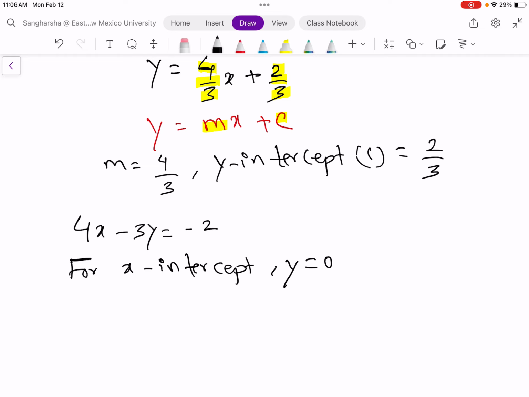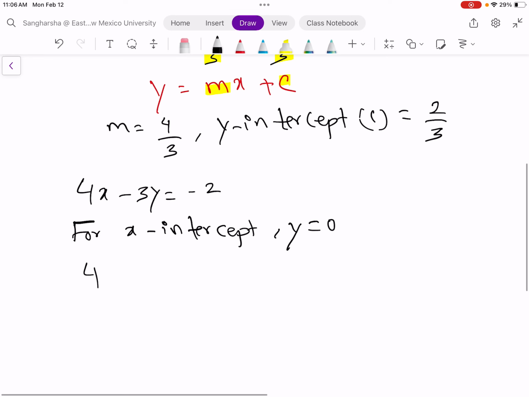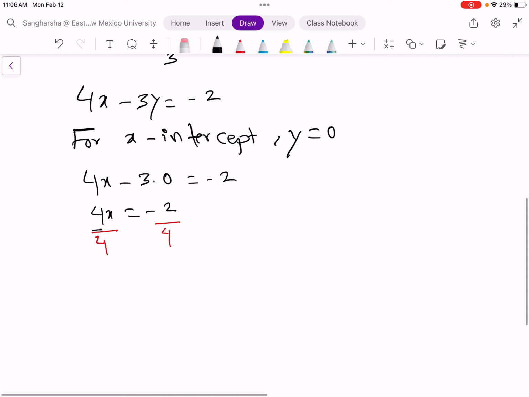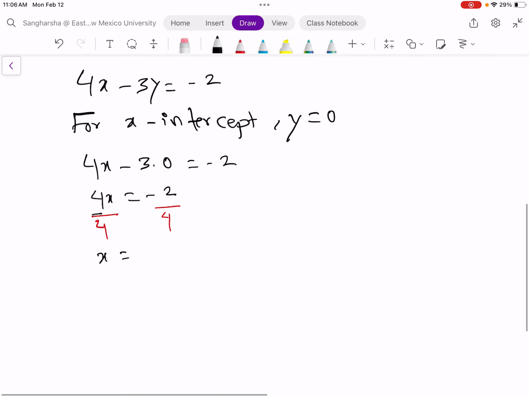Now we have 4x minus 3 times 0 equals negative 2. So we have 4x minus 3 times 0, that is 0, equals negative 2. We divide both sides by 4 in order to get rid of 4. So here 4x divided by 4 is x, equals negative 2 divided by 4, that is negative 0.5. Okay, so this is our x-intercept, negative 0.5. Now let's plot the graph of this line with this information.